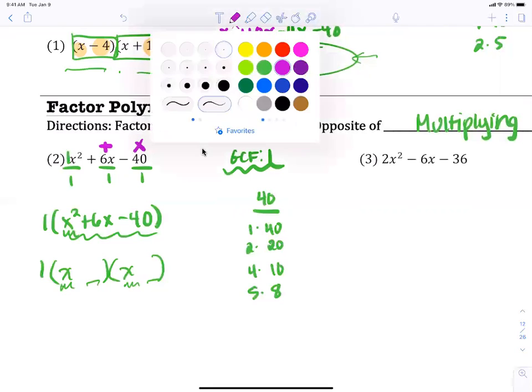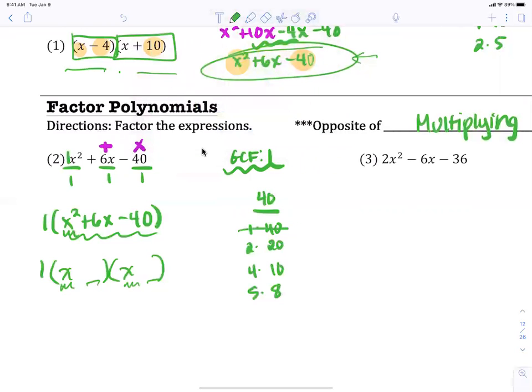Like I'm looking at my numbers right now, 1 and 40, there is no combination of 1 and 40 that will ever get me to 6. Same thing with 2 and 20. If I take 2 plus 20, I get 22. If I do 20 minus 2, I get 18. Either way, not 6. You're going to notice that there's a winner in 4 and 10. Hopefully you're thinking that, well, if I do 10 minus 4, I get 6. And what's more, if I take negative 4 times 10, we get negative 40, which is what we're supposed to get in the first place.